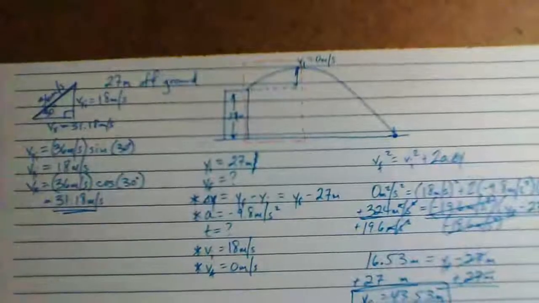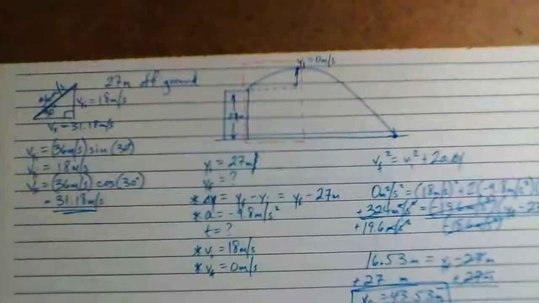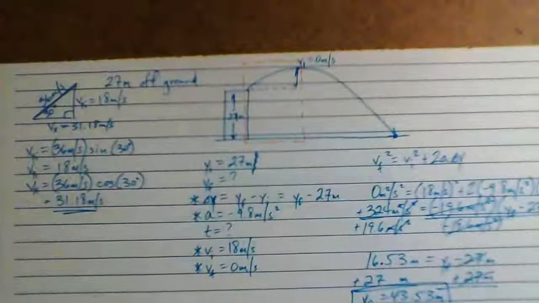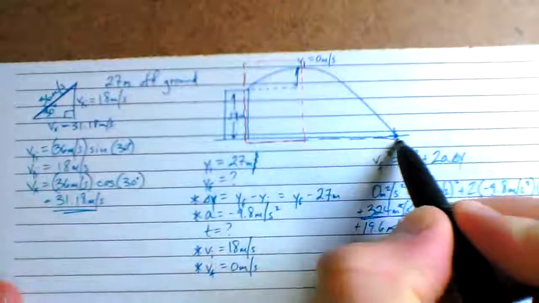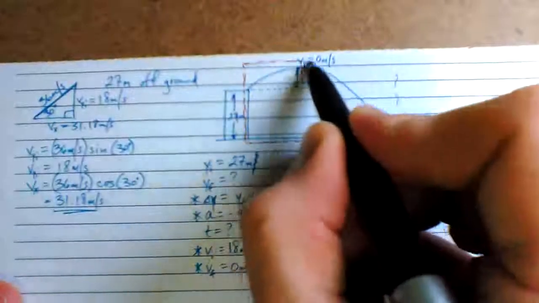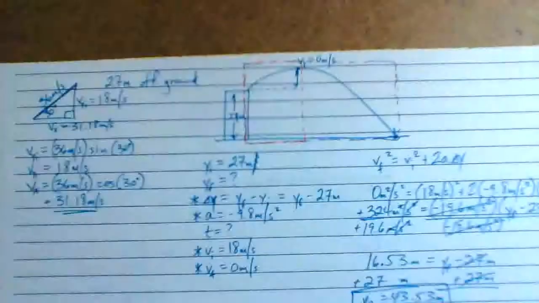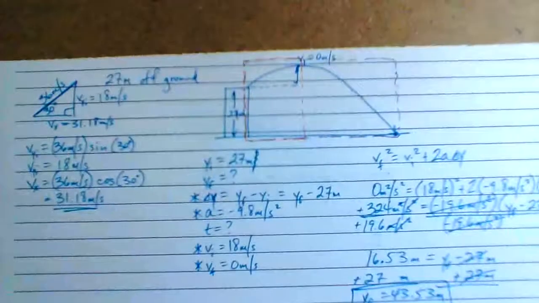So for this, I'm going to get a different colored pen here. I'm no longer looking at the red box that we marked earlier. I'm now looking at this box from here all the way to the end. So I'm looking at the whole problem. I'm not going to use anything with that little top part.